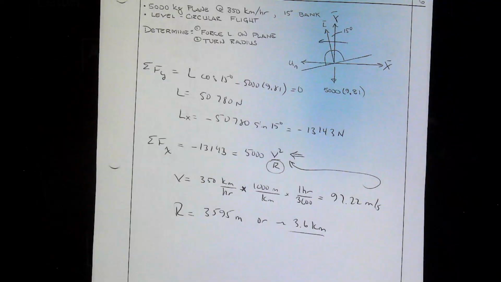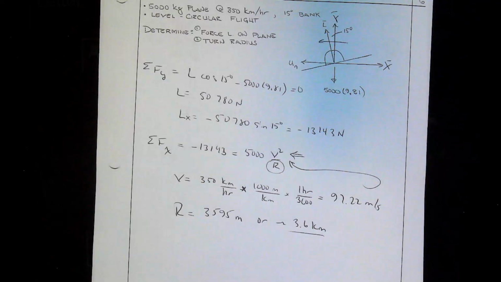Now, what we need is the portion that's making this thing turn. So the force in the x is simply, here x is positive this way, so Lx is minus 50,780 sine of 15 degrees, which is minus 13,143 newtons.